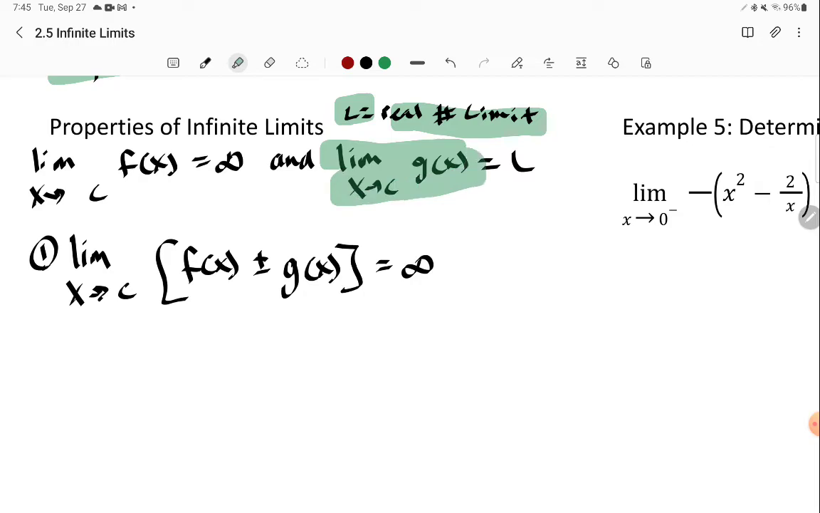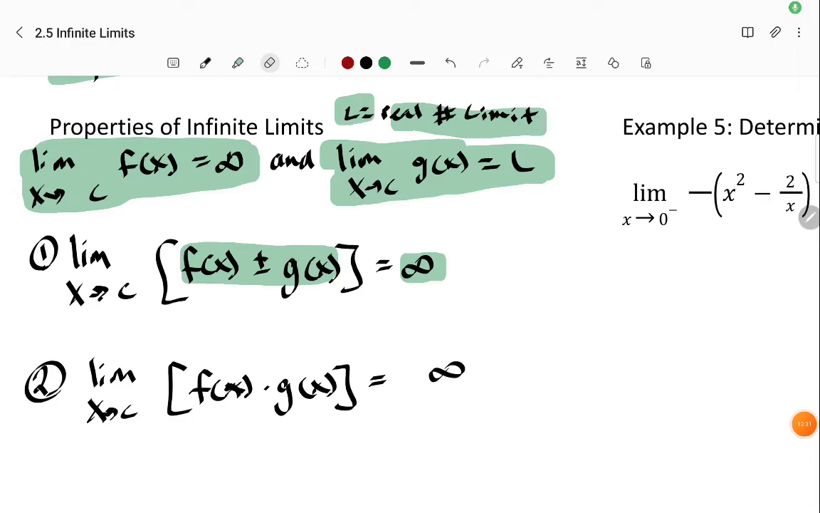The limit as x approaches c of some function g of x equals some real number. And now we're looking at the limit as x approaches c of some function f of x that equals positive or negative infinity. It doesn't really matter, just an unbounded behavior. Now, look at this first property. It says that when you take the limit of those two functions and add them together, the overall limit is going to be unbounded. Makes sense, right? Because what happens when you add any number to an already infinite value? Well, it's infinity. So again, it makes sense.